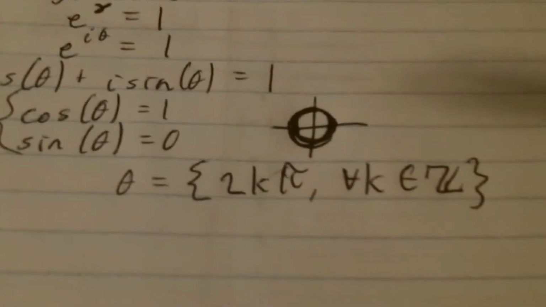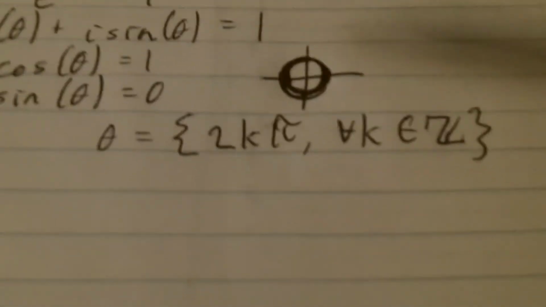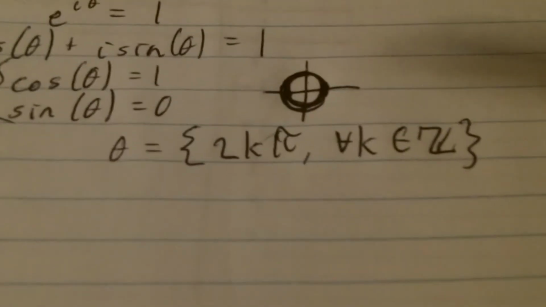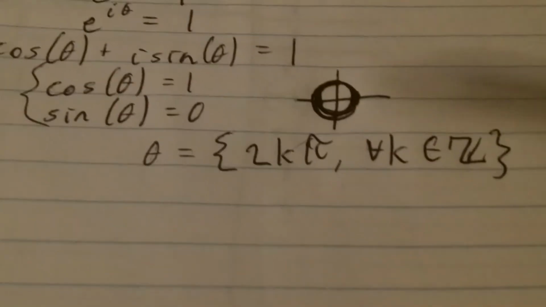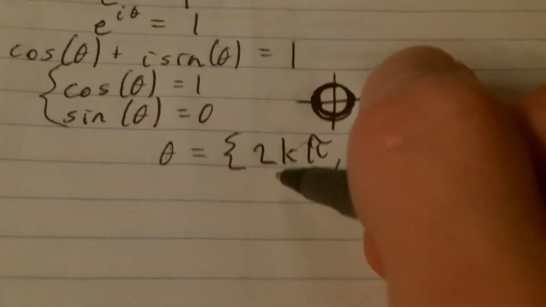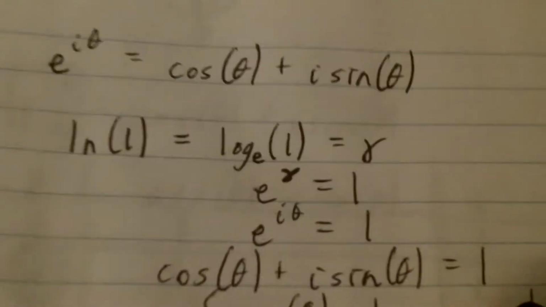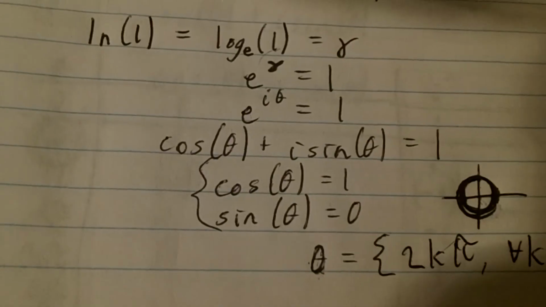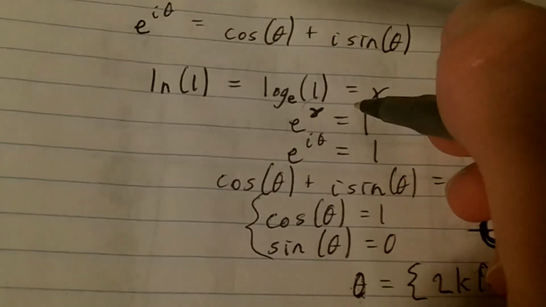And so this is what I conclude. My verdict is that the ln of 1 is not just 0, but it is all integer multiples of 2i pi. And I say 2i pi, bear in mind, because this is just the value of theta. If we want to find gamma, we've defined gamma to be equal to i theta, so it's i times this.